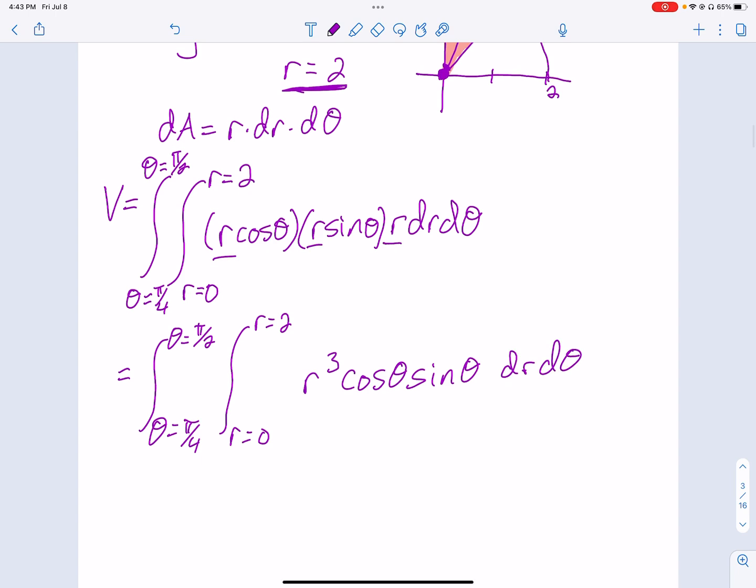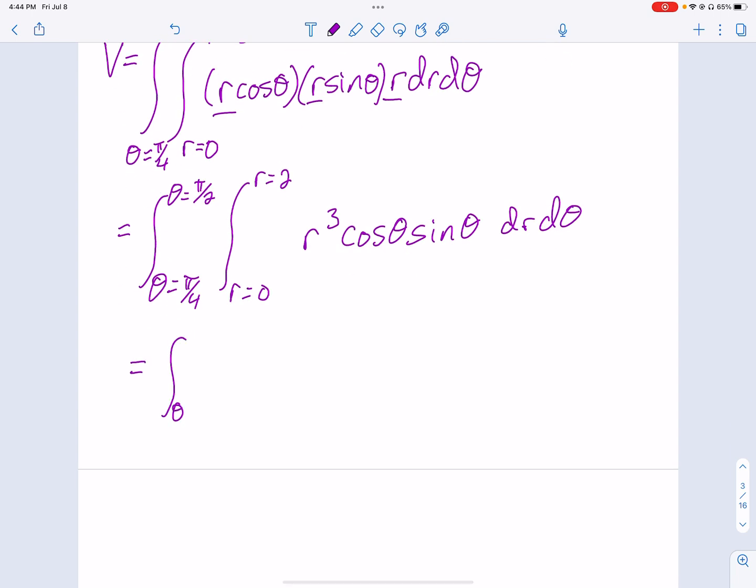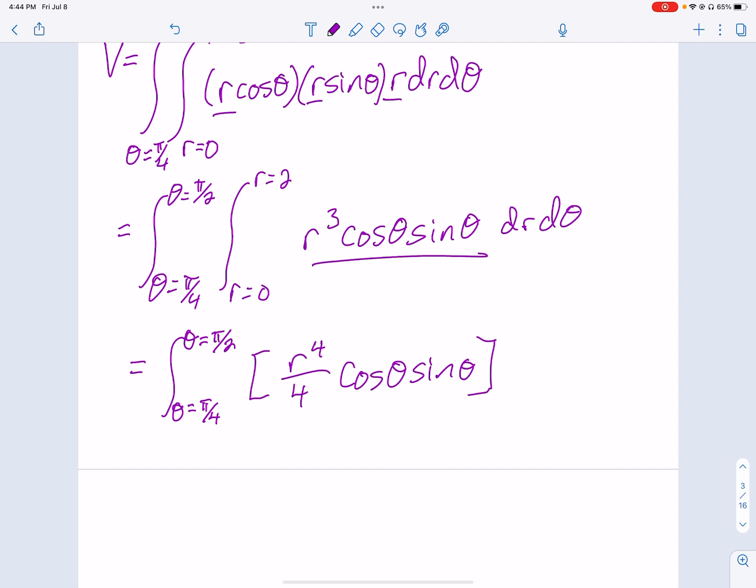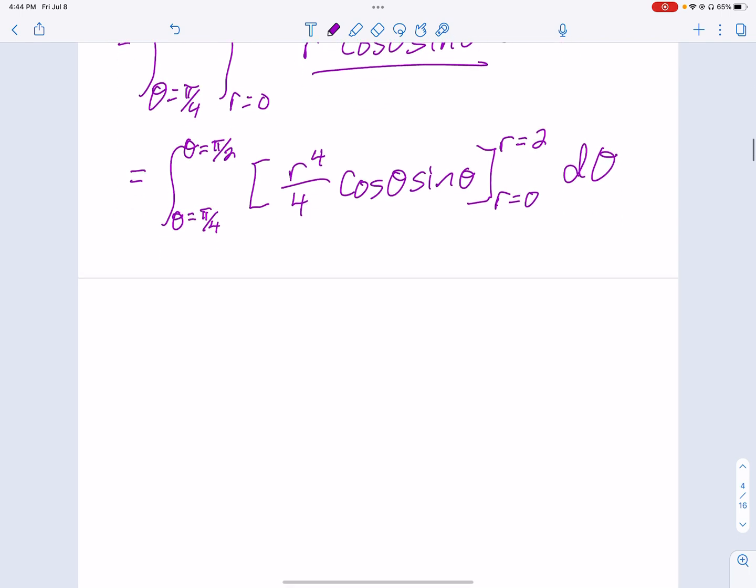Now, what's really nice about this is that we get to take our integral with respect to r, which means we only have one r in the argument. It's r cubed. So this is r to the 4th over 4, cosine theta sine theta. And then this is why we write down the r equals things, right? r equals 0 to r equals 2, d theta. I can drop the thetas because they're going to go away. Pi over 4 to pi over 2. We plug in 2, and we get 2 to the 4th is 16 divided by 4 is 4. Cosine theta and sine theta do not have an r, so I don't plug them in. Minus, if I plug in 0, it's going to turn it all to 0, so that gets me d theta.